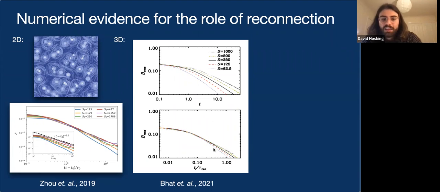To the extent that they don't line up with each other, that's due to imperfect helicity conservation at low Lundquist numbers, where S is not large enough.